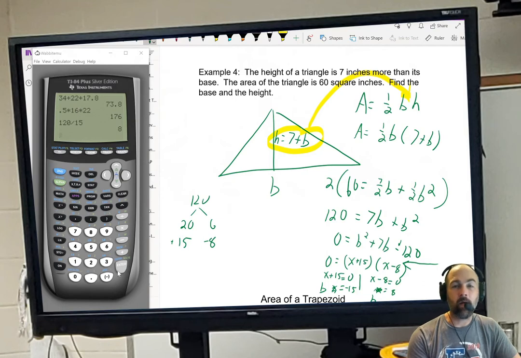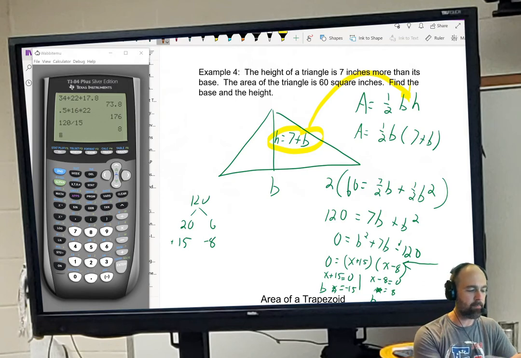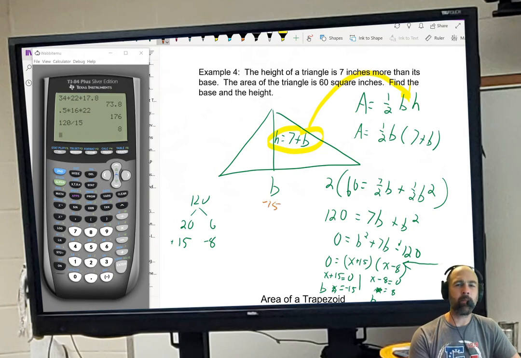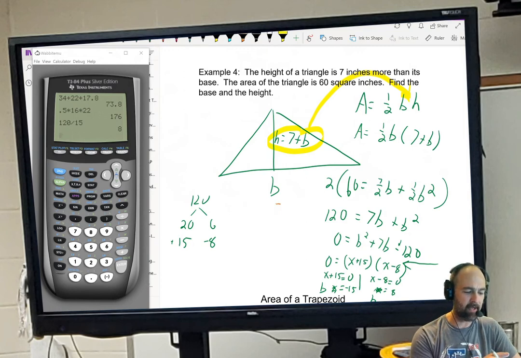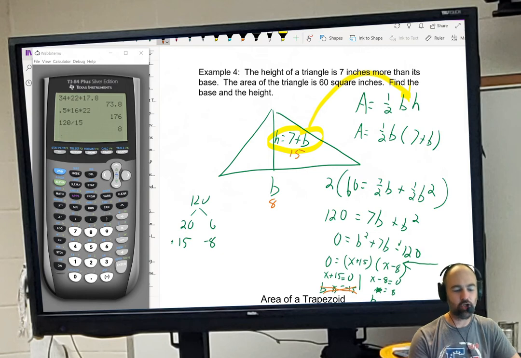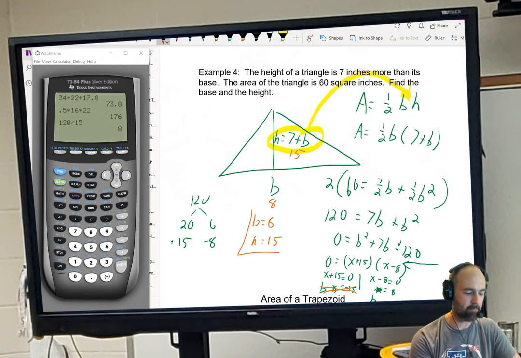Okay. Anyway, I want to go back and double check those to make sure they make sense. So if I go in and plug in a negative 15, well, that's not going to work because in pure Euclidean geometry, we can't have negative sides. So this one is going to be an extraneous solution. However, if I have 8 in here, that's 8, this is 15, and sure enough, that works. So my only possible answer here is that my base equals 8 and my height equals 15. There we go.